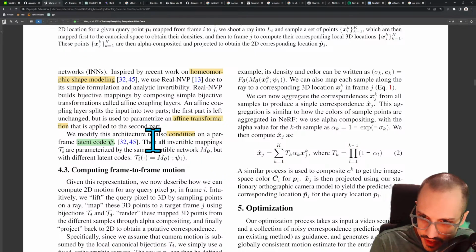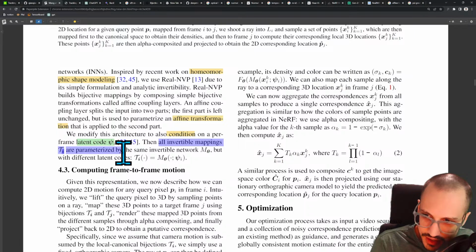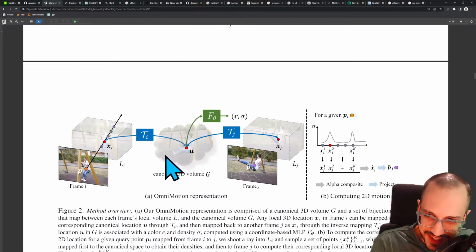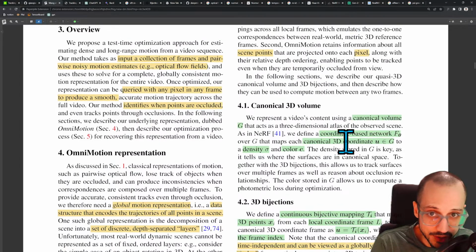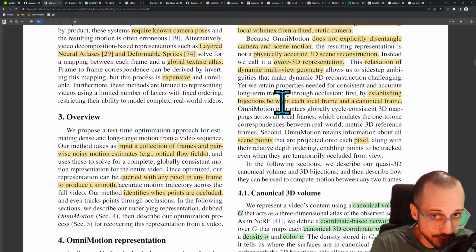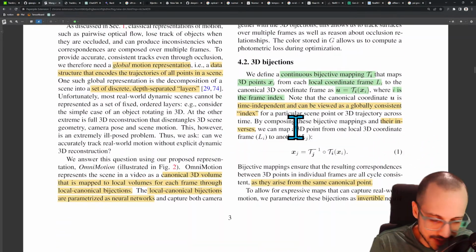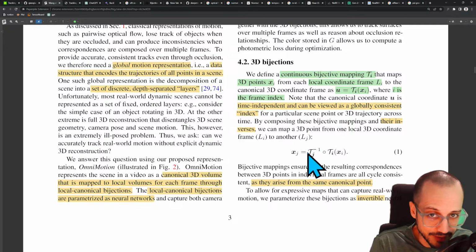All invertible mappings, Ti, are parameterized by the same invertible network, M theta. Okay, all right. So you see, this is good, because up until now, the way that they were making this sound, they were making it sound like they literally had a neural network for every single frame of this video, right? They were saying, okay, you have these bijections, which are parameterized by neural nets. You have a different bijection for every single frame. And I'm like, this is not sounding good. This is sounding like they're literally going to have like 100 different neural nets.